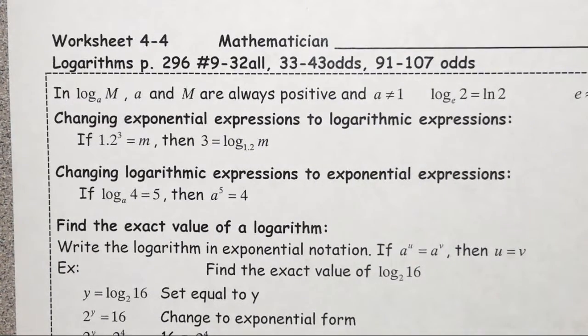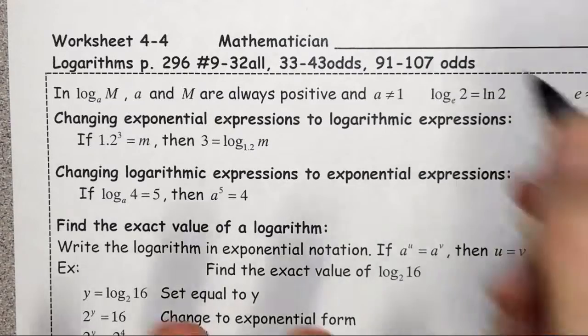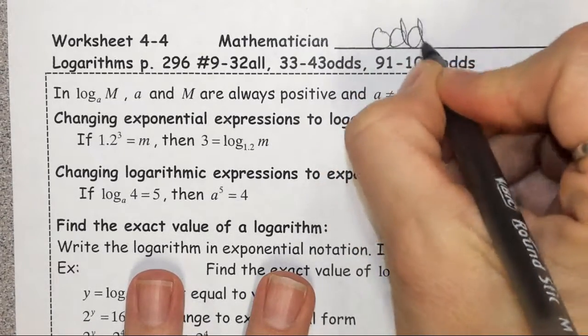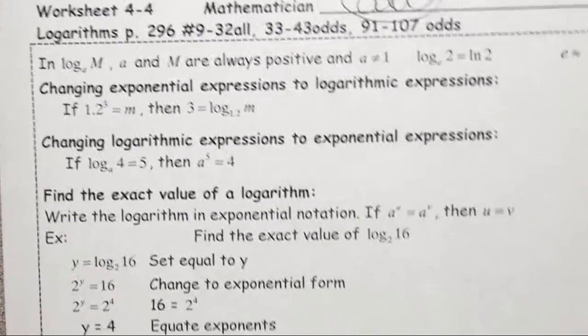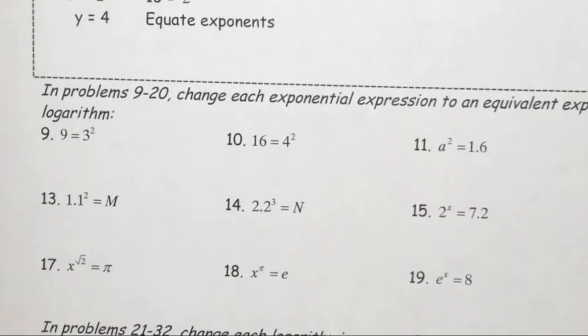The hover cam. All right, so on worksheet 4.4, we are doing the odds. So at the top right, odds. We're doing all the odds. And I'm going to do a little bit from each section so that if you have questions, I can hopefully go over them right now. So let's go look at 9 through 20.